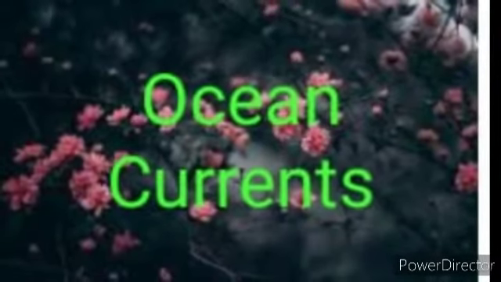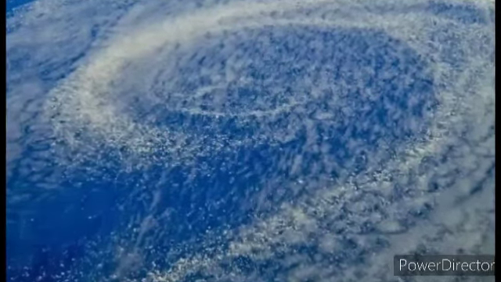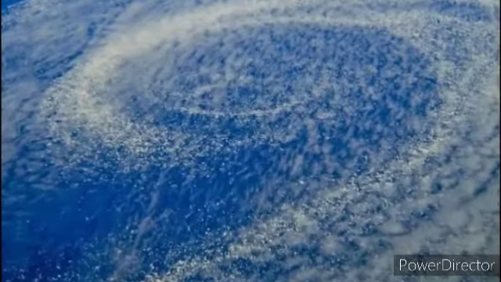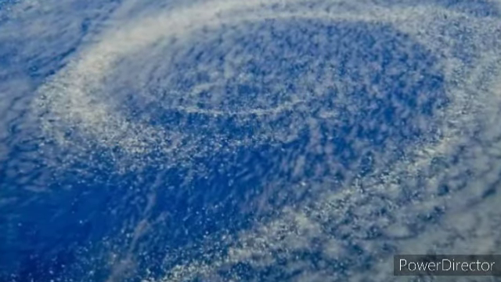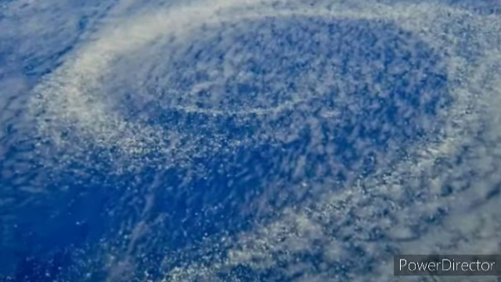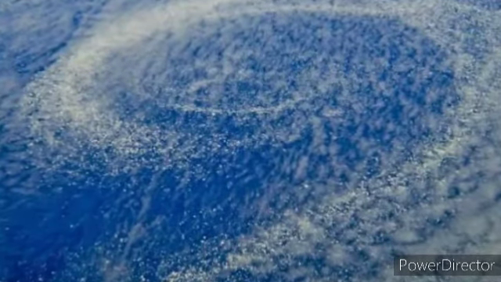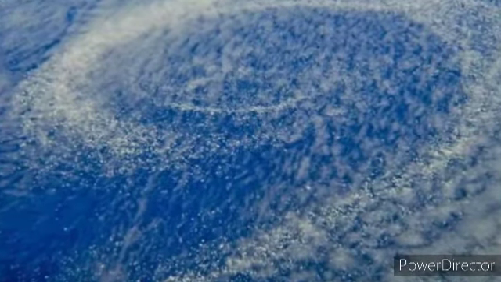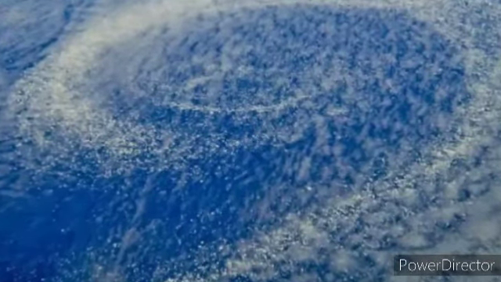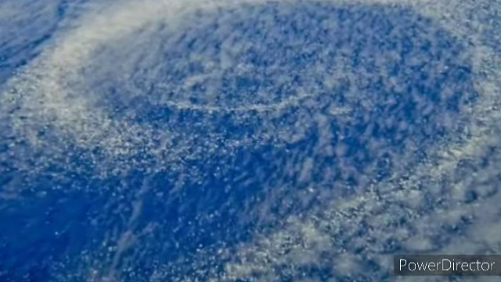Ocean currents. Ocean water moves from one part of the ocean to another. This movement of ocean water in the form of a stream in a definite direction on the ocean surface is called an ocean current. These currents transfer the heat absorbed from the sun from one place to another. Ocean currents affect the climate of the region where they flow.